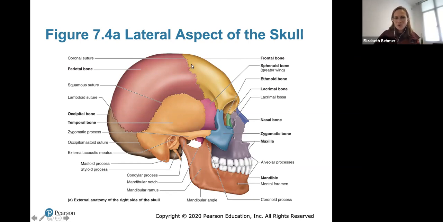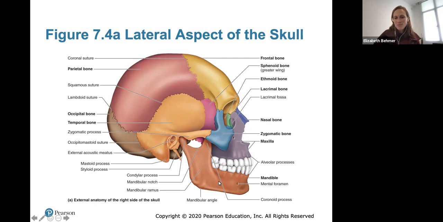Here's your frontal bone, parietal bones, occipital bone in the back, temporal bone on the sides where your ears are. And then we have the sphenoid bone, the exterior surface of the sphenoid bone that you can see. The zygomatic bones are your cheekbones, maxilla, nasal, lacrimal bone. A lot of these help to make the orbit where your eyeball will sit.